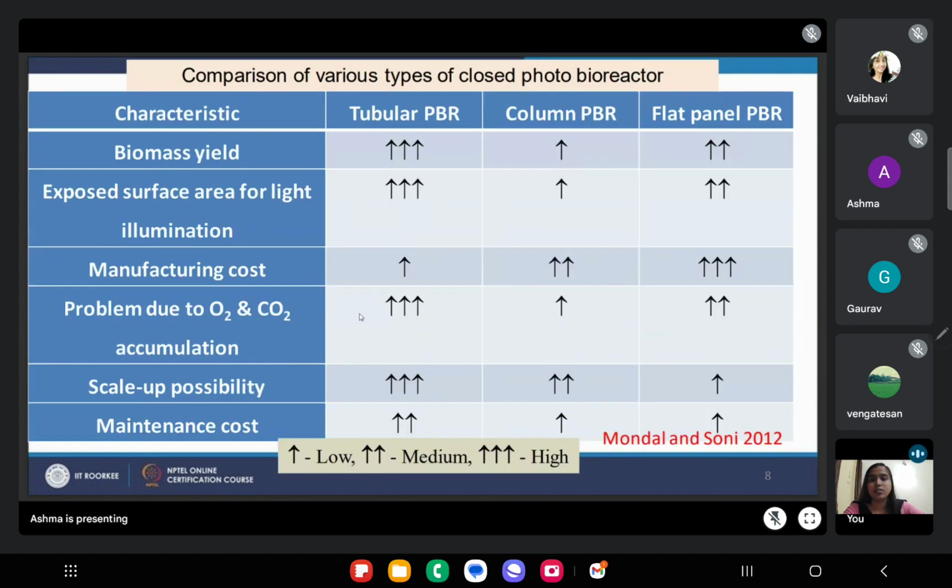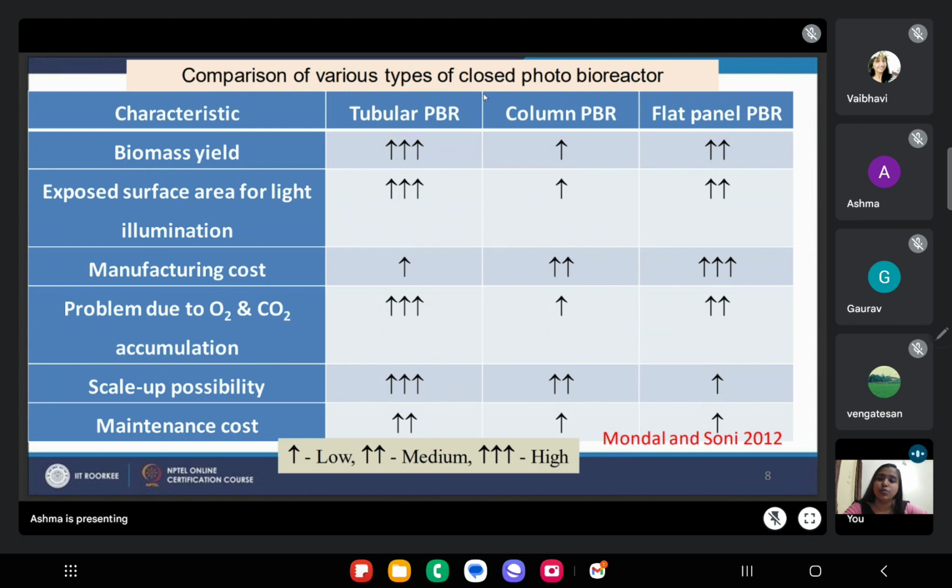Next is the comparison of various types of closed photobioreactor. We can have a tubular photobioreactor, a column photobioreactor, or a flat panel photobioreactor. Biomass yield is very high in tubular photobioreactors as compared to column and flat panel. Next is exposed surface area for light. Since we are using tubular, it will have a very high area exposed to light. And next, manufacturing cost is very high for flat panel, and it is less for tubular.